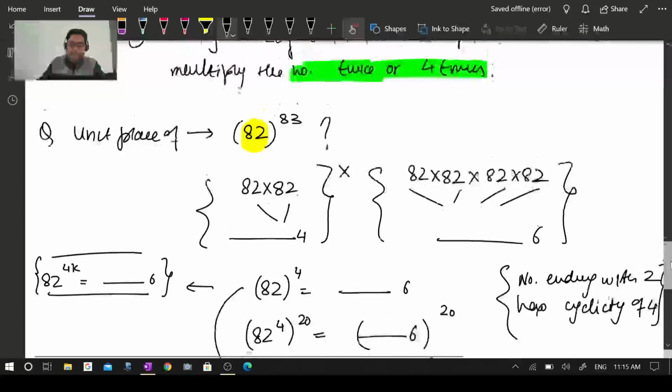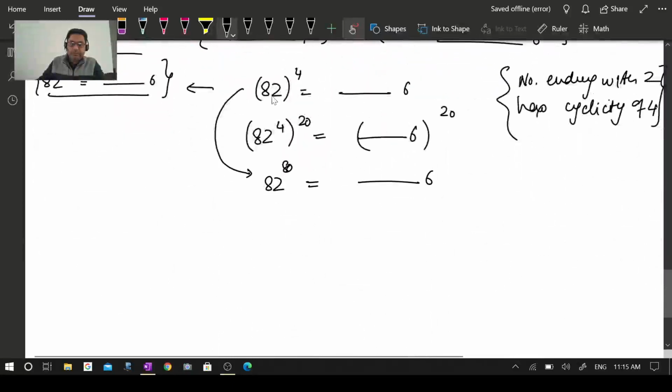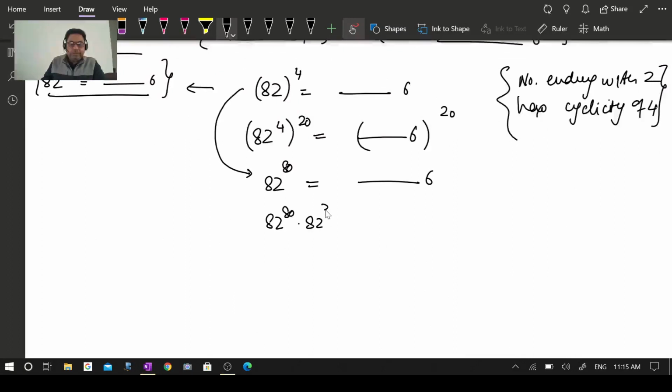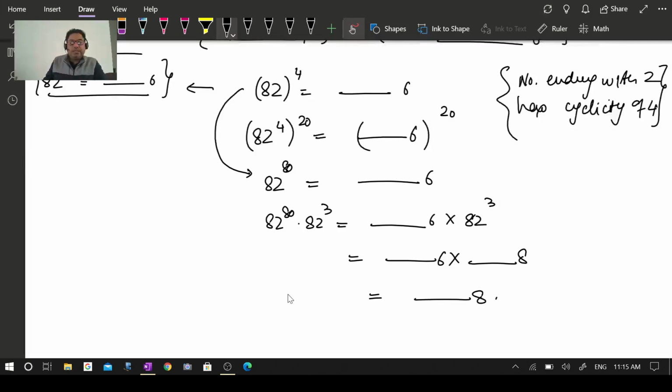The question was 82 to the power 83. So we require 3 more: 82 to the power 80 into 82 to the power 3. 82 to the power 80 gives you a number ending with 6, into 82 to the power 3. 2 cubed is 8, and 6 into 8 ends with 8. So this is how you get that 82 to the power 83 ends with 8.